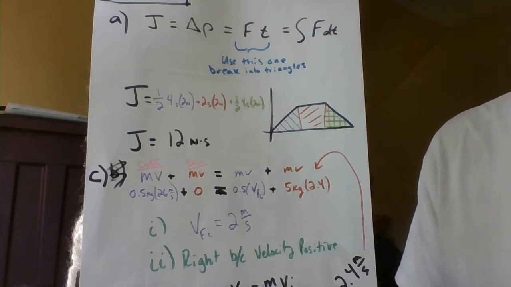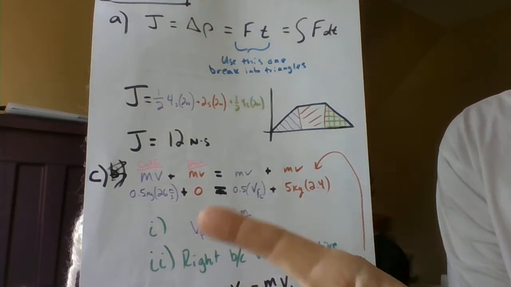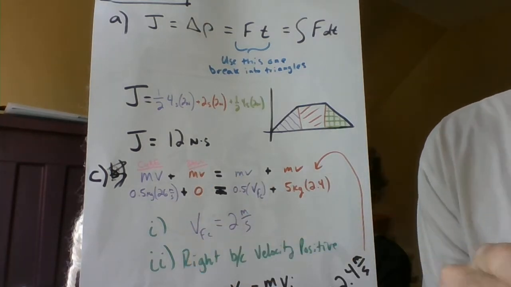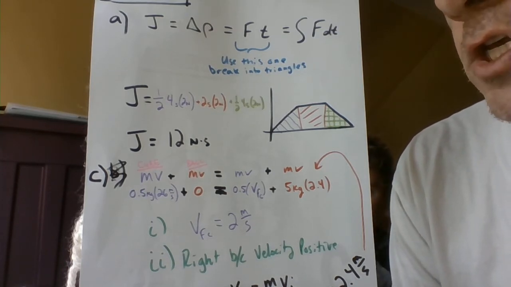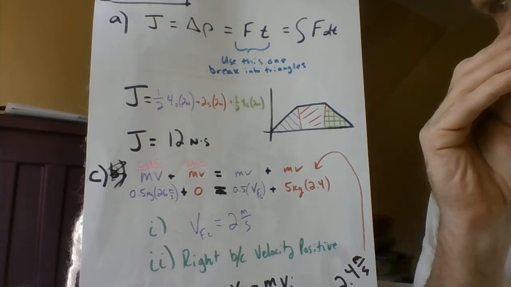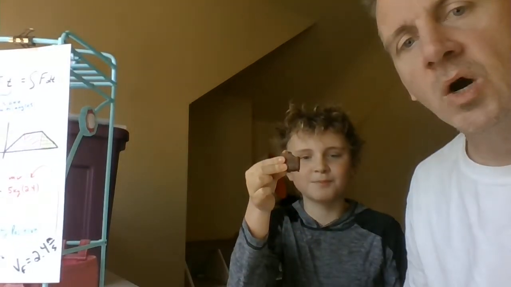Now, I jumped the gun in my solution a little bit here. In part I, they want to know the speed of the cube immediately after the collision. Can you show us the cube again? No, because he ate it.